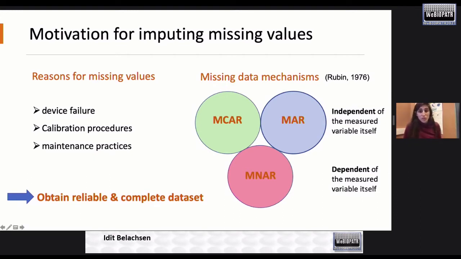Before the imputation, we should first make the right assumptions regarding the mechanism by which values are missing. It is commonly assumed that the missing data mechanism in air quality data is missing at random, which is where the missing value is independent of the measured variable itself. And that was my assumption as well.